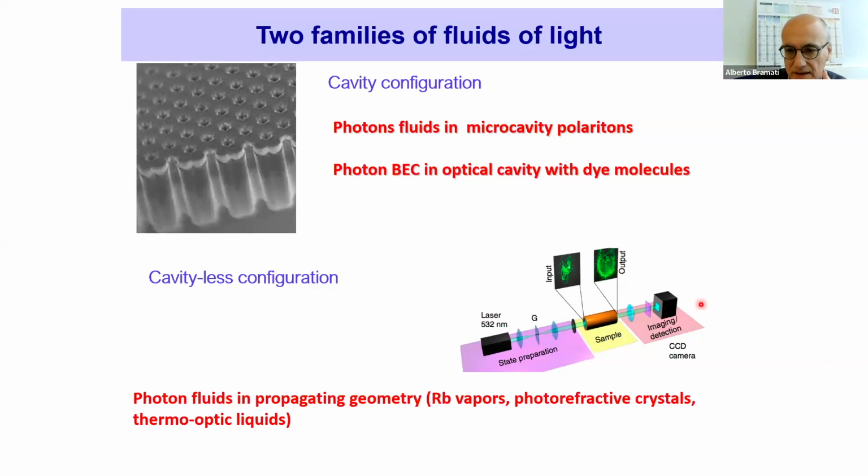Then we have a second family of quantum fluids of light based on a cavity-less configuration. This is even simpler: there is just a light beam propagating in a nonlinear medium without a cavity. To this category belongs the so-called photon fluid in propagating geometry. The medium that provides the nonlinearity can be different: in particular, rubidium vapors, photorefractive crystals, thermo-optic liquids, and so on. So these are the two main categories.